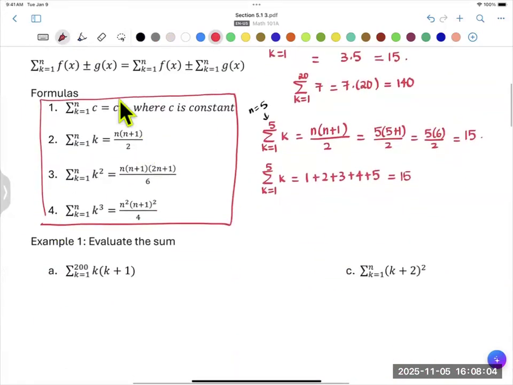So now we just use the formula to apply to some examples. You can try them and then compare your answers in the next video.